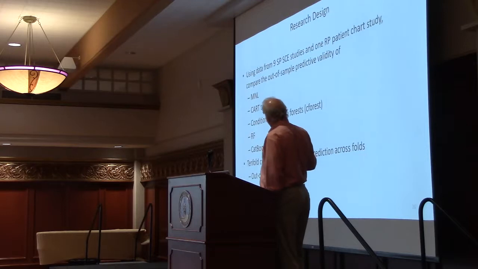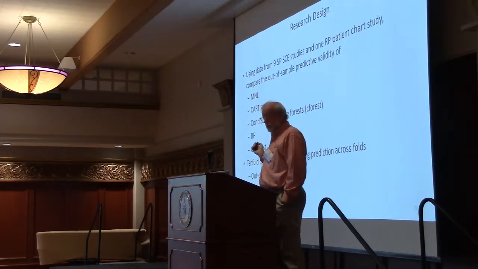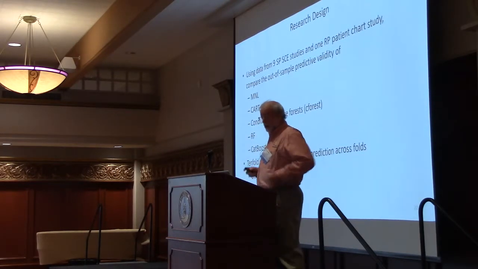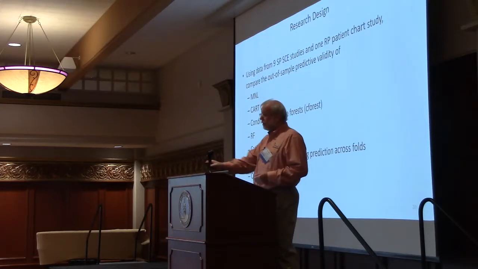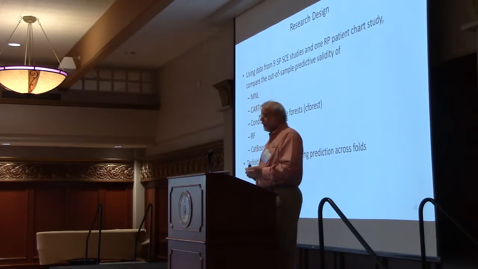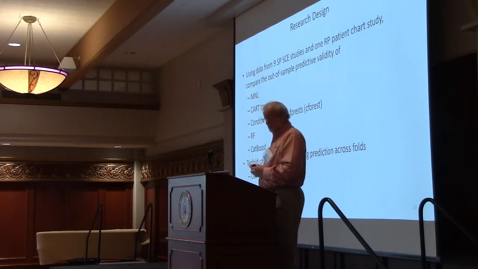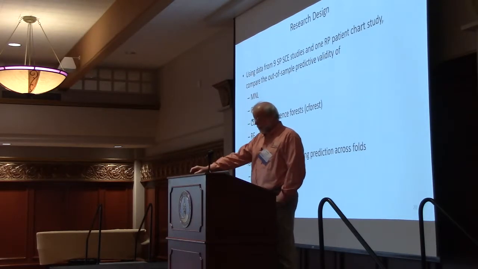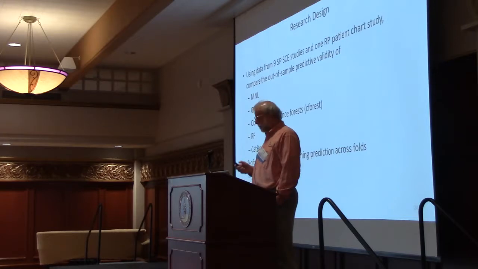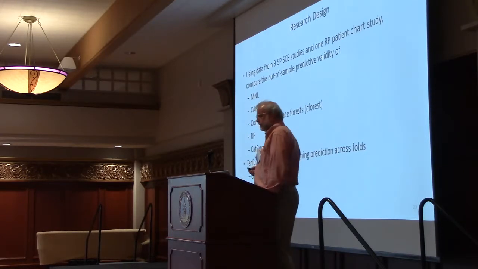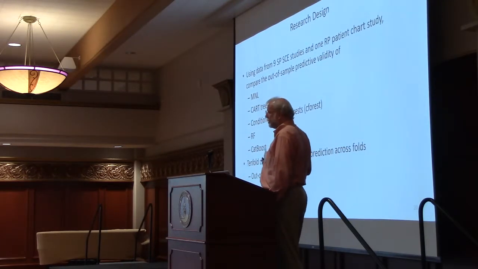For each of these 10 data sets, we're going to run the polytomous logit model. We're going to run CART trees, conditional inference forests, random forests, and the CatBoost method. And we're using tenfold cross-validation and summing our predictions across the folds to get out-of-sample hit rates. That's the method we're going to use for comparing predictive validity.